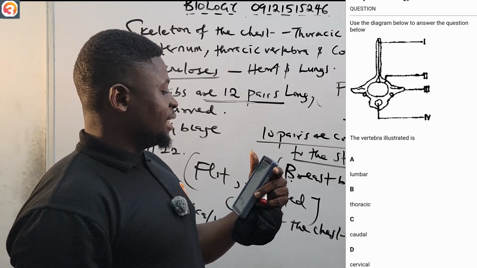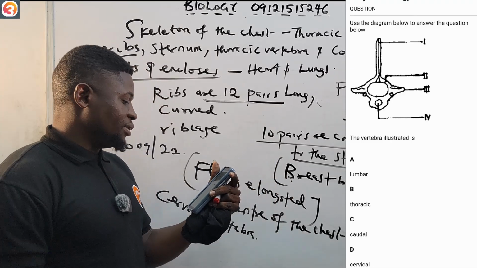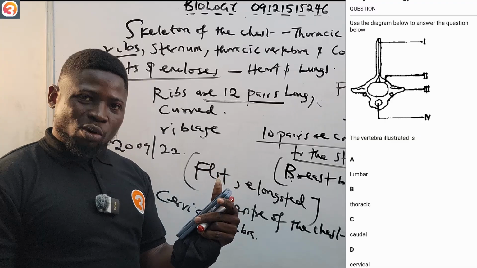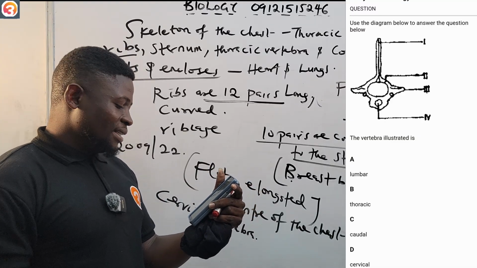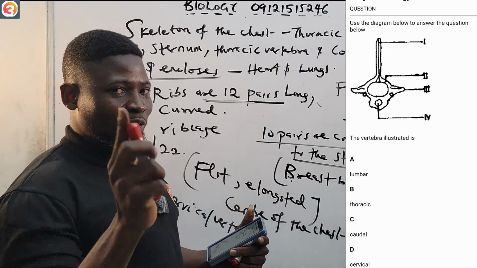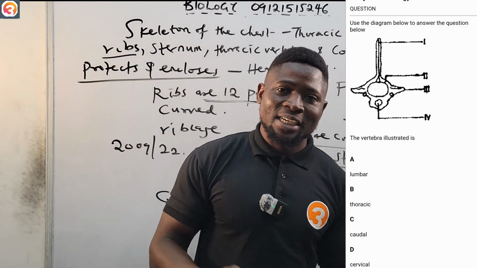Now let us go to 1994, number 23. They say use the diagram below to answer the question that follows. The vertebra illustrated is: A says lumbar, B says thoracic, C says caudal, D says cervical. Please let me know the answer in the comment section. I think this one is very easy. I'll leave that one to you.